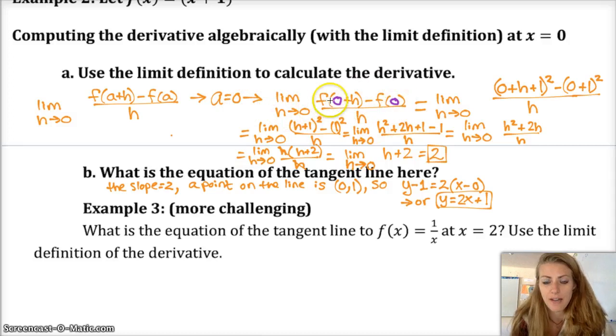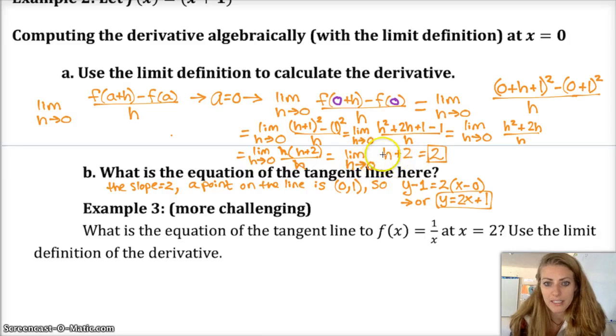So basically what I have is f of h minus f of 0 divided by h. When I plug in h for x, I get h plus 1 squared, and then 0 plus 1 squared, divided by h. This is just plugging these values in for x. And I end up with the limit as h goes to 0 of h plus 1 squared minus 1 squared over h. Foil that out, and you end up with h squared plus 2h over h. Your h's cancel, and you're left with the limit as h goes to 0 of h plus 2.